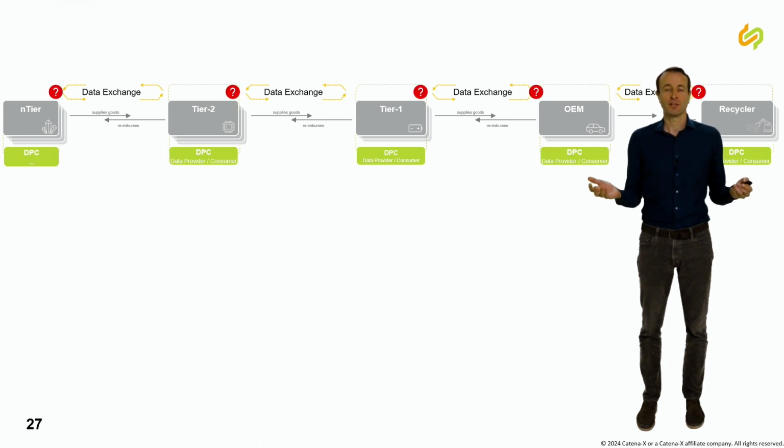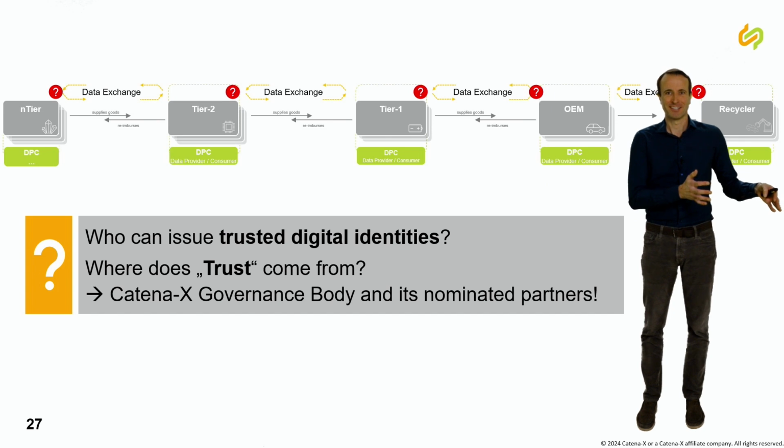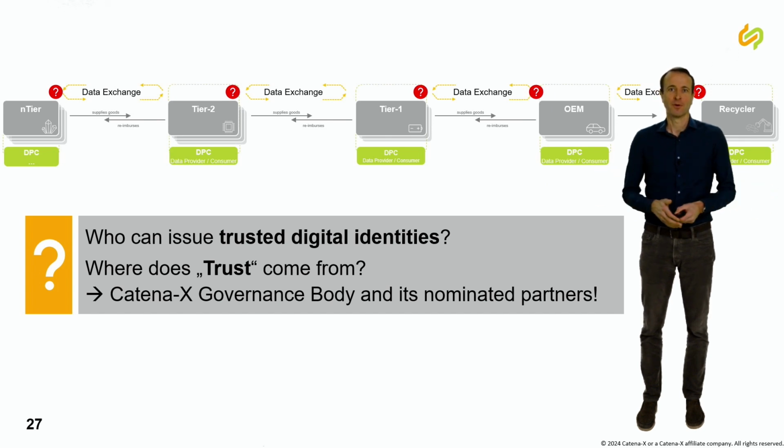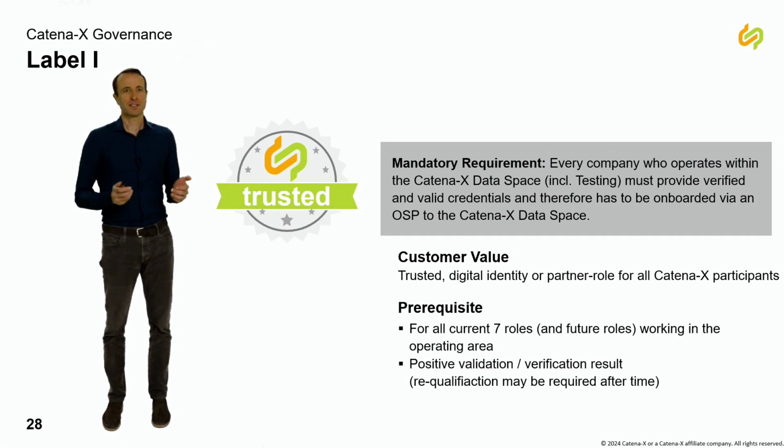This is the question: where do they come from? Remember the first seal. So the question is, who can issue digital identities? And where does the trust come from that those people who issue the identity have the authority to issue an identity? That's all thought through in the governance body of Catena. Now, let's go into the first label, trusted.